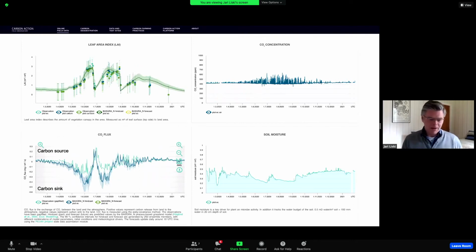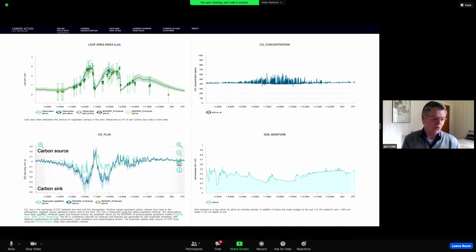Just another example: if you click on and zoom out, then you can see a longer time period. I zoomed out and took a picture of what happened during the last growing season, just to show how the leaf area index increased during the spring. The first harvest was carried out in mid-June. It dropped, started to increase again, and then another harvest at the end of August and beginning of September.